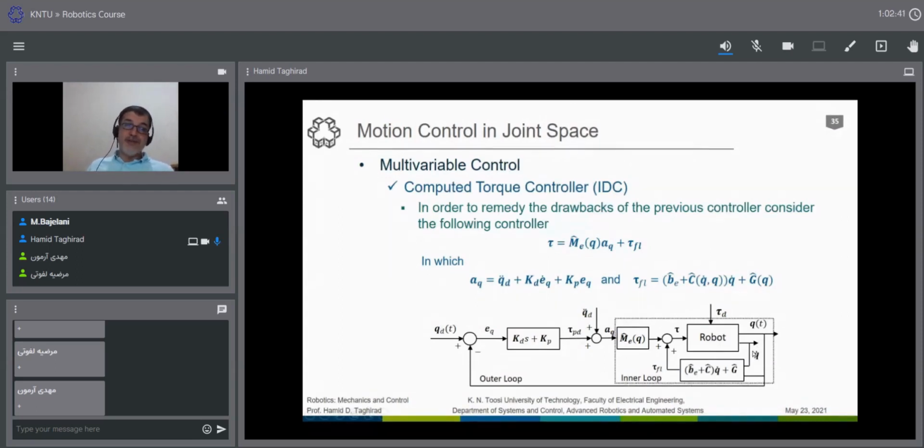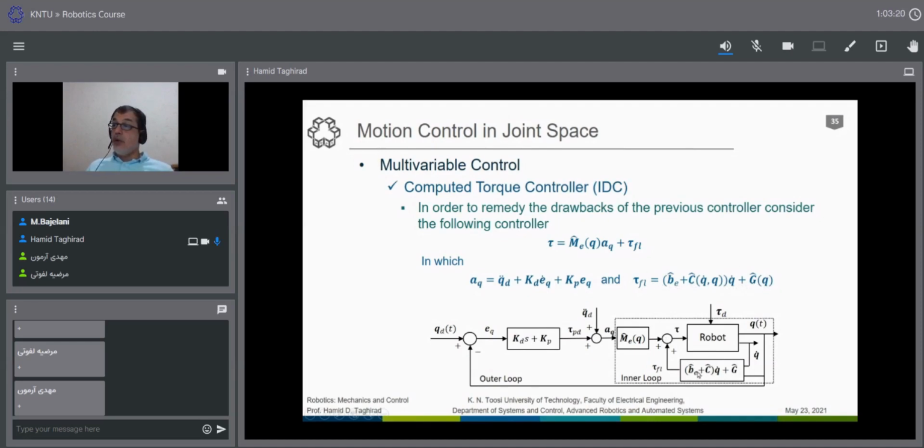Of course, in theory there is no problem, but in practice there is a lot of difference between theory and practice. So we feed back Q and Q dot. As you see, G was a function of Q, C was a function of Q and Q dot, and B is also a function of the viscous damping of the motors, but you need the Q and Q dot to find that. So tau feedback linearization part is B, C Q dot plus G hat Q.